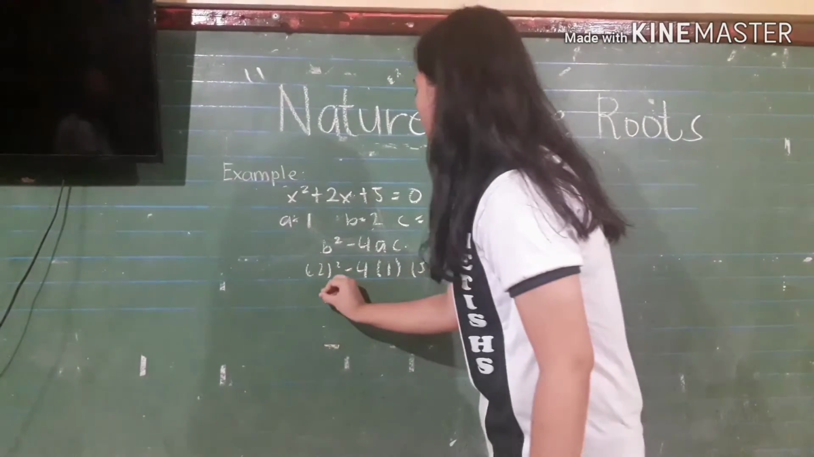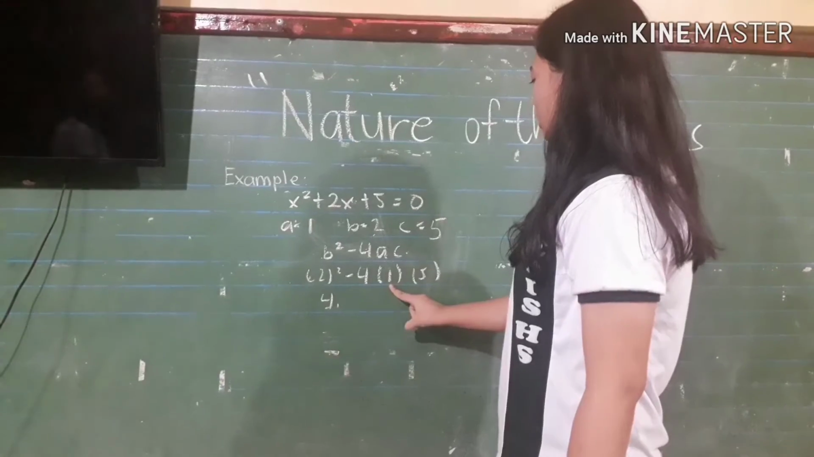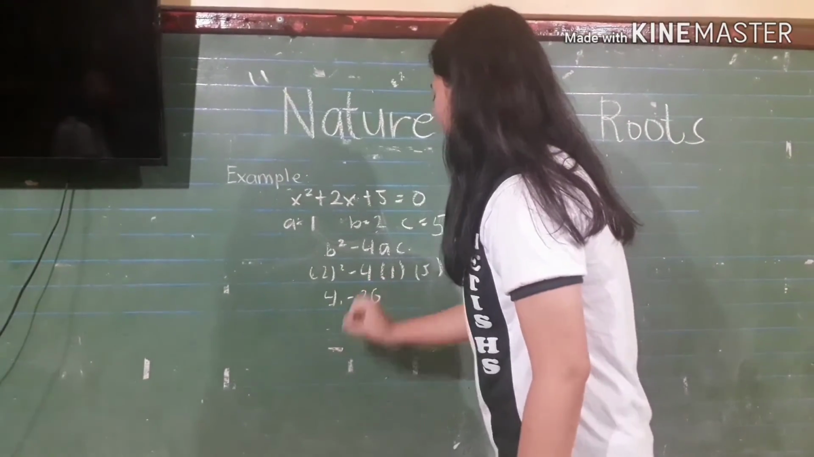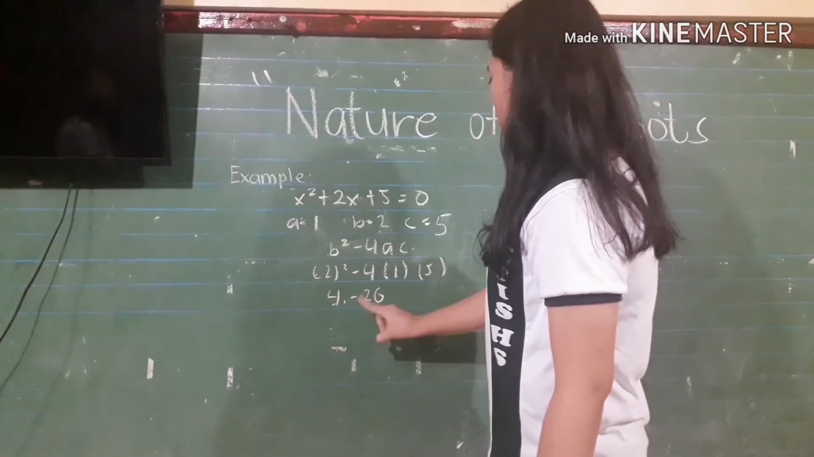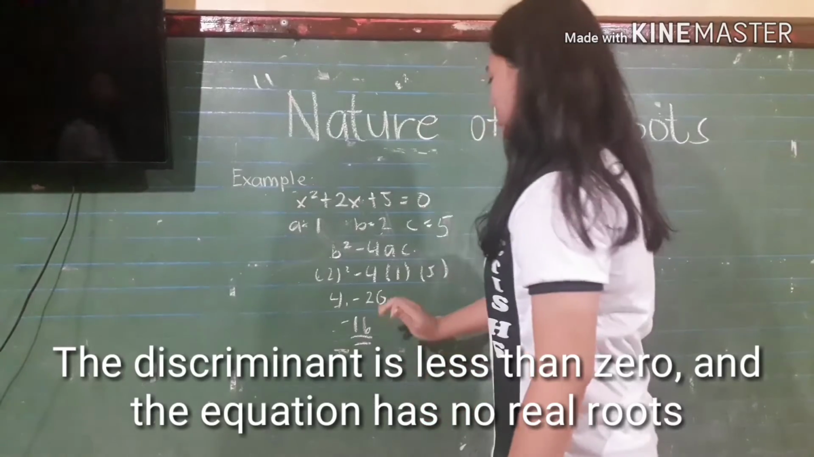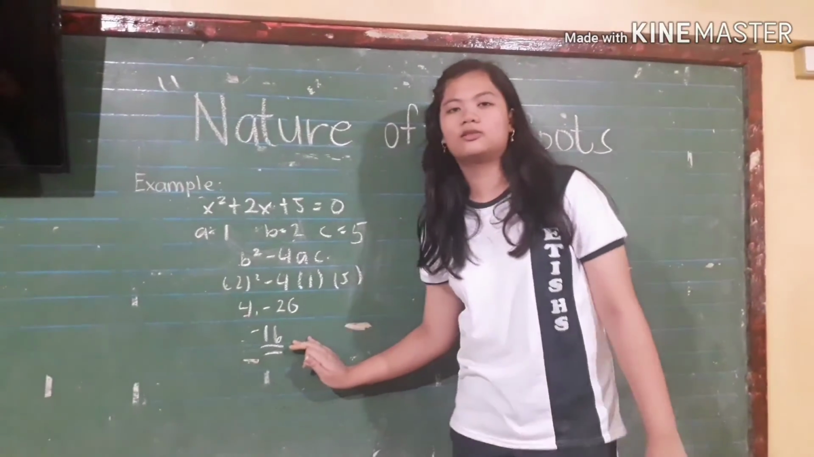2 multiplied by 2 is 4. Negative 4 multiplied by 1 is negative 4. Negative 4 multiplied by positive 5 is negative 20. 4 minus 20 is negative 16. Negative 16 is less than 0, and then the equation has no real roots.